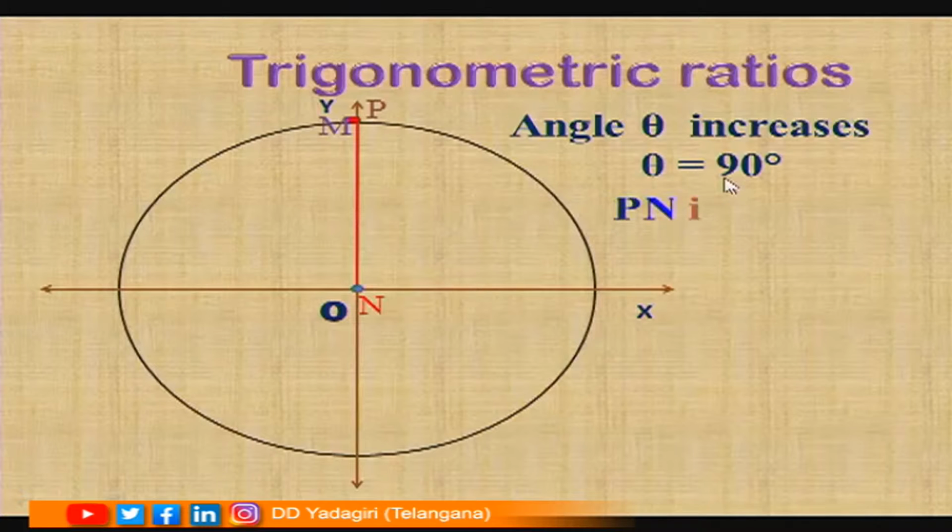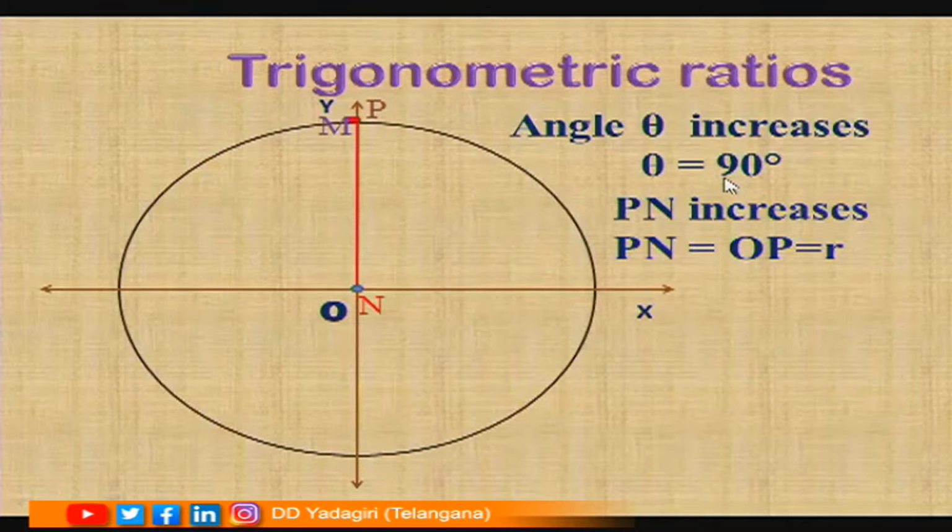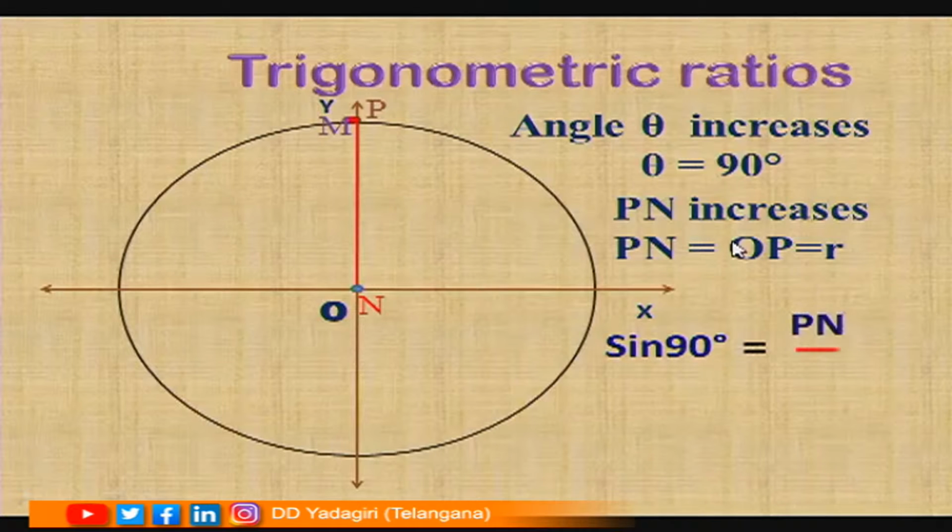So, now once again we will check with the sin theta. Now, Pn is equal to how much? OP. So, sin 90 degrees is equal to Pn by OP, where Pn is equal to OP, that means OP by OP is equal to 1. So, here we are able to say that sin 90 degrees is equal to 1.